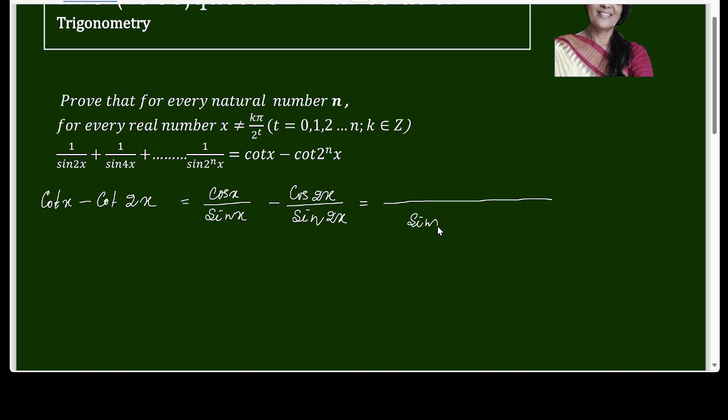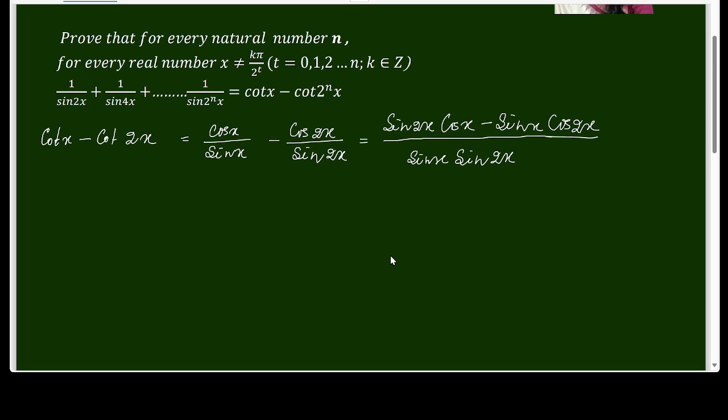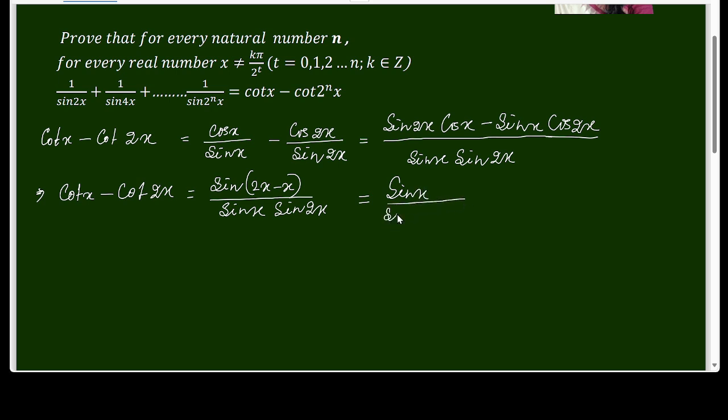Taking the common denominator, sin x sin twice x, we get sin twice x cos x minus sin x cos 2x, and the numerator can be simplified as sin of twice x minus x. So cot x minus cot 2x equals sin x over sin x into sin twice x, the sin x cancels, so this will be 1 over sin 2x.